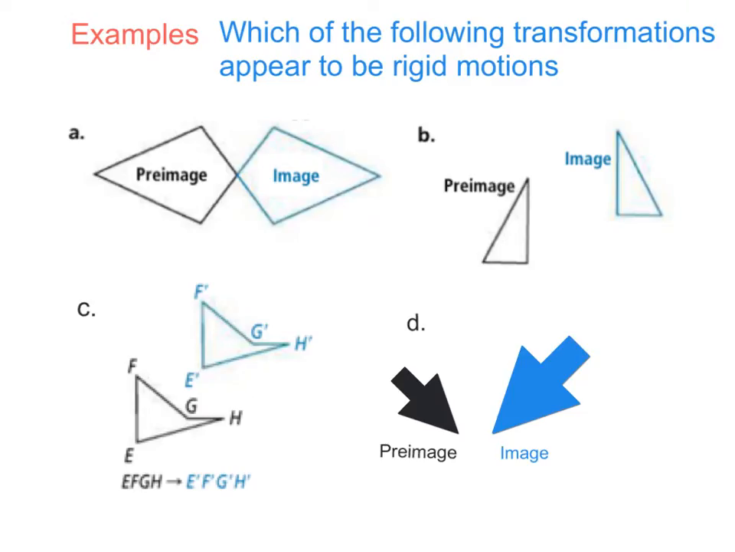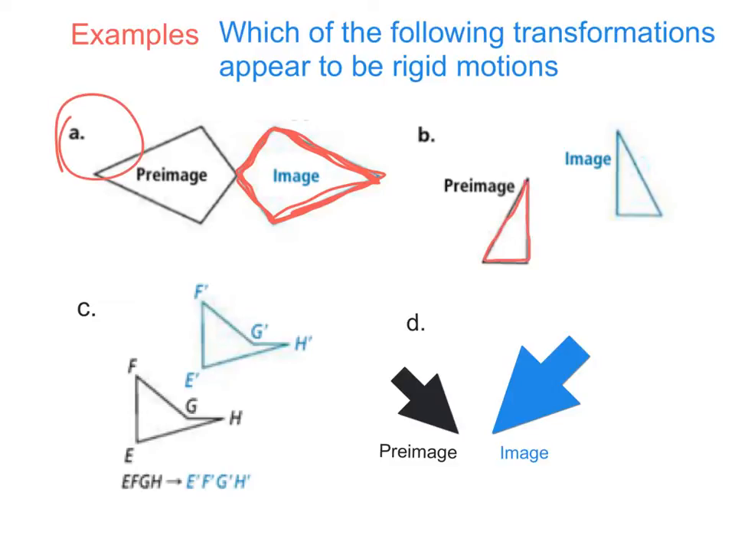All right, here are some examples where we're supposed to decide whether the transformations appear to be rigid motions. Again, rigid motions means that the size does not change. So our first example, if we trace the pre-image and then we check that with the image, you see that they are the same shape and size. So A does appear to be a rigid motion.